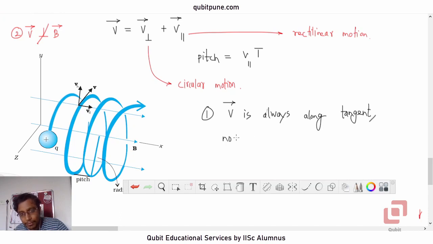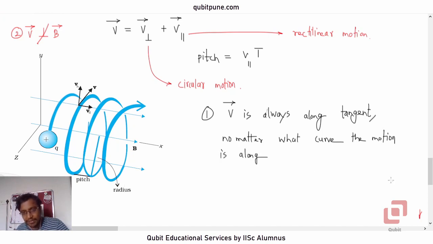No matter what curve the motion is along. Okay, I'm coming to that. So this is the first point. If it is rectilinear motion, there is no problem. If it is circular motion, then velocity will be tangential. But even for Earth's motion around the Sun, which we consider to be an elliptic motion, it is still tangential to the trajectory.